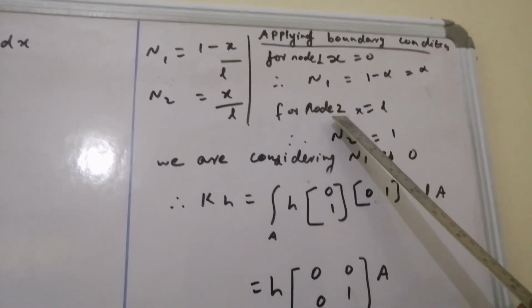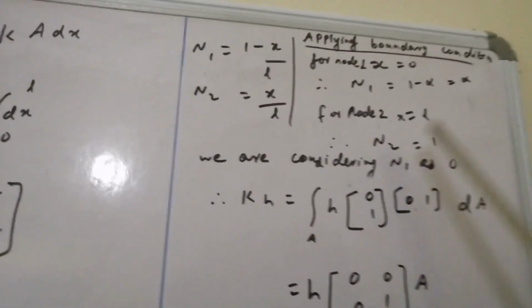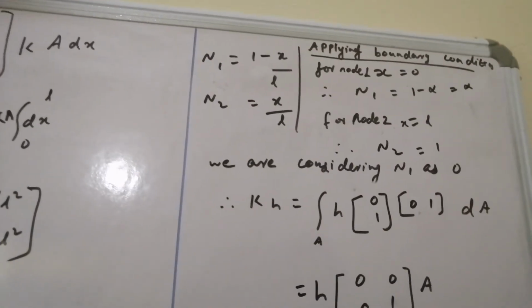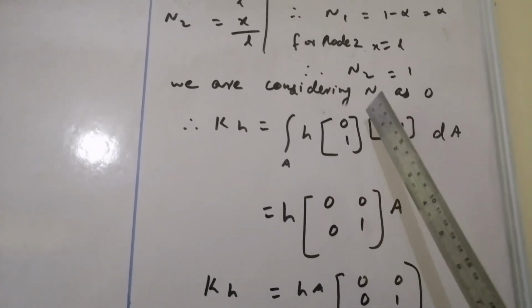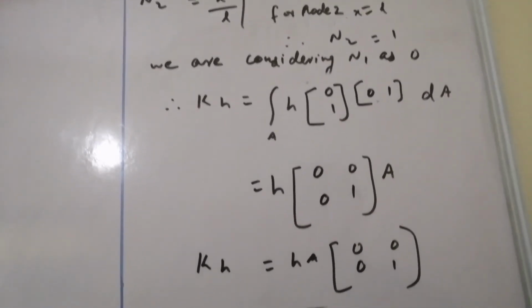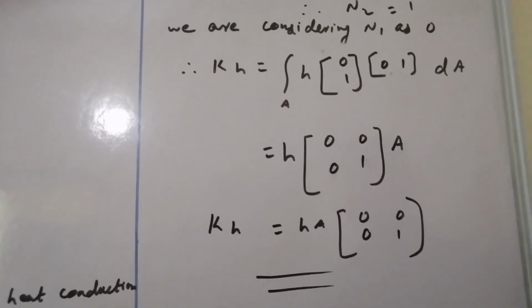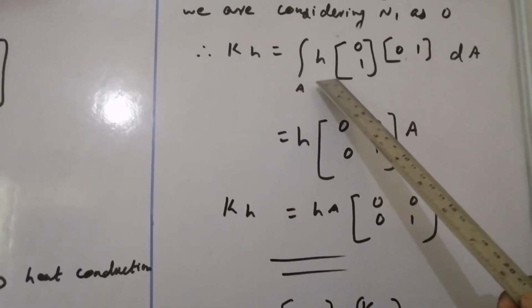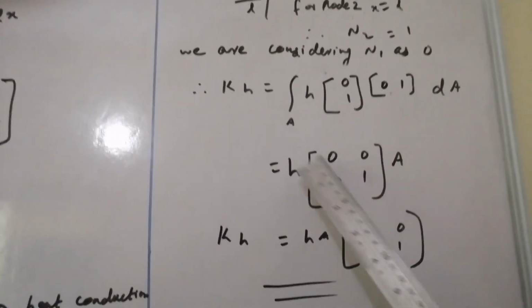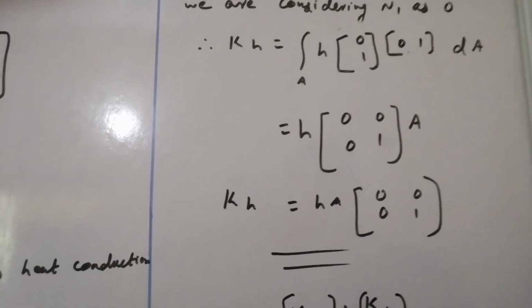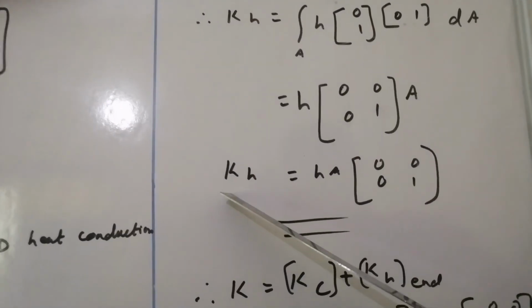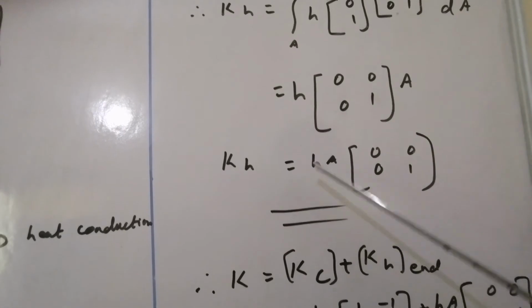And for node 2, x will be L by L equal to 1, so N2 equals 1, and N1 we are considering as 0. So we will get KH equal to integral of H times [0 1] transpose [0 1] dA. Now multiplying these two, we get the matrix 0 0, 0 1, times H, and integrating dA with respect to A, we will get A. And this is the equation for the stiffness matrix when convection occurs.